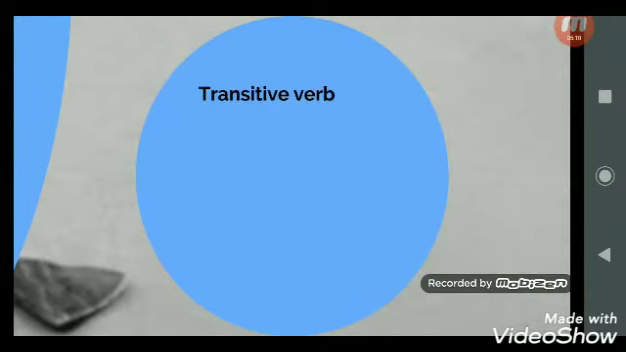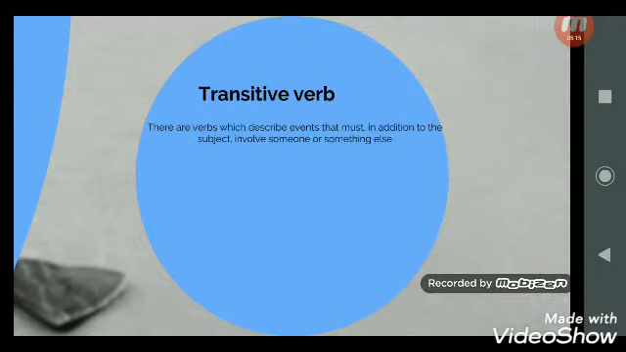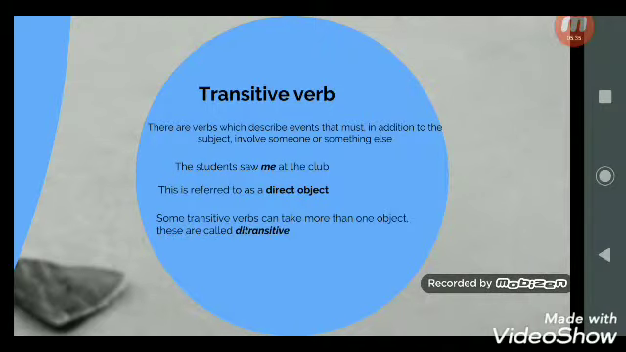A transitive verb. So in this case, there is another entity which is involved. Okay, we have the person performing the action, or somebody performing the action, and we have the action itself, and we have a third element. The students saw me at the club. This is referred to as a direct object. Some transitive verbs can take more than one object, and these are called ditransitive. Please give me, this would be the indirect. My book, this would be the direct object.